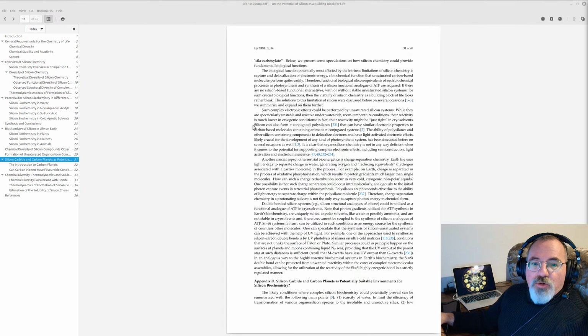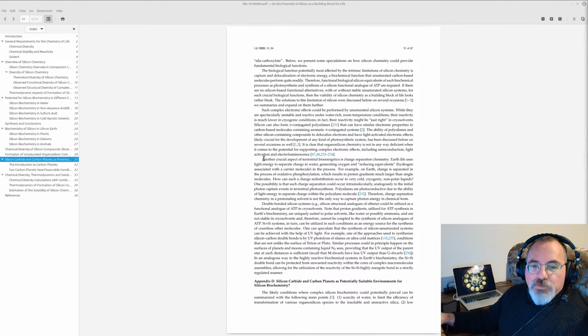Silicon can also form sigma-conjugated polysilanes that can have similar electronic properties to carbon-based molecules containing aromatic pi-conjugated systems. The availability of polysilanes and other silicon-containing compounds to delocalize electrons and have light-activated electronic effects, likely crucial for the development of any kind of photosynthetic system, has been discussed before on several occasions as well. It is clear that organosilicon chemistry is not in any way deficient when it comes to the potential for supporting complex electronic effects, including semiconduction, light activation, and electroluminescence.